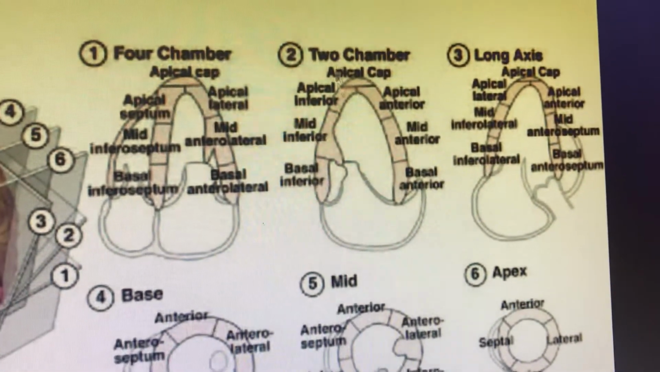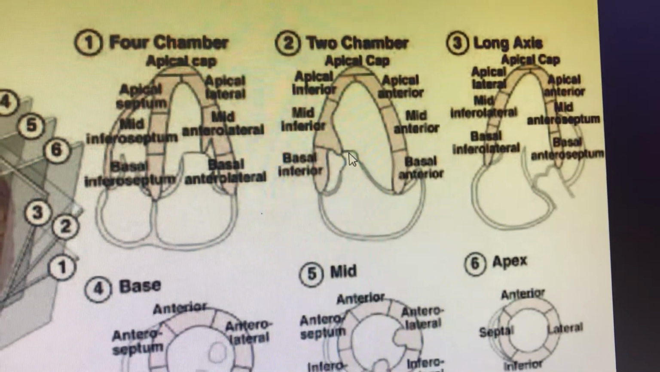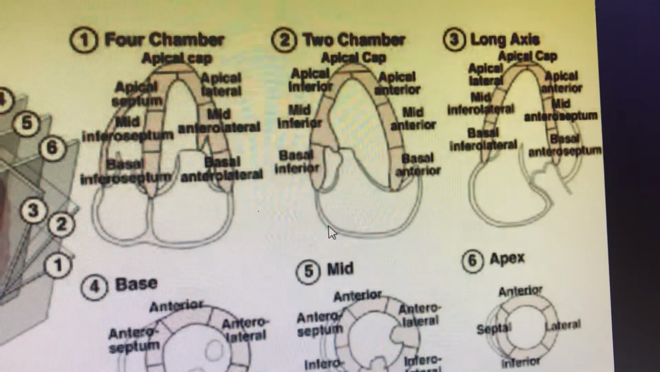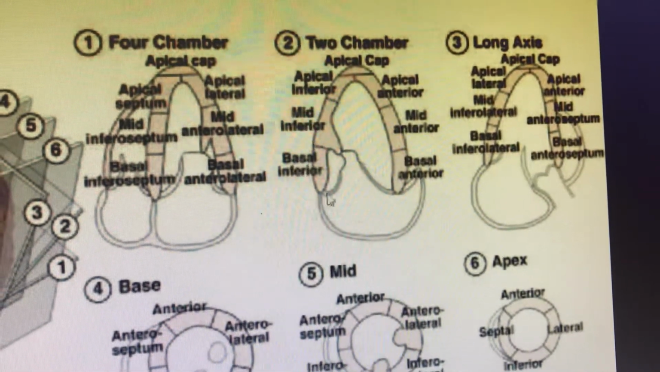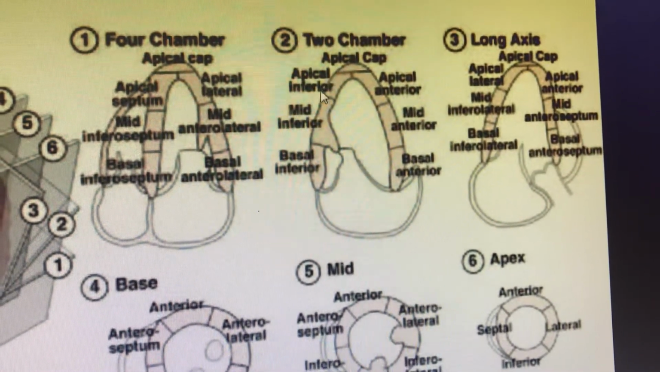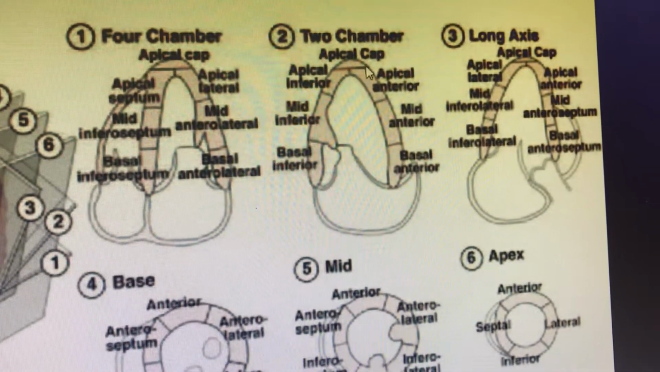Then comes the two chamber view. Similar to the apical four chamber view, you just rotate counterclockwise, and then we will get the two chamber view. The two chamber view is very important because we will see the inferior wall, the apical inferior, the mid inferior, the basal inferior walls beautifully, and also the anterior wall.